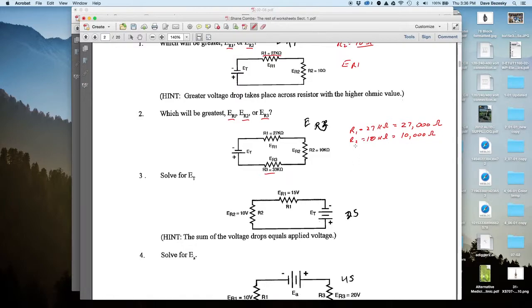Now R3 is 33 kilohms. If we convert kilohms to ohms, we move the decimal place 3 places over to the right, so 33 and 3 zeros is 33,000 ohms. So R3 is the largest one of the bunch here, so that means ER3 is the greatest.